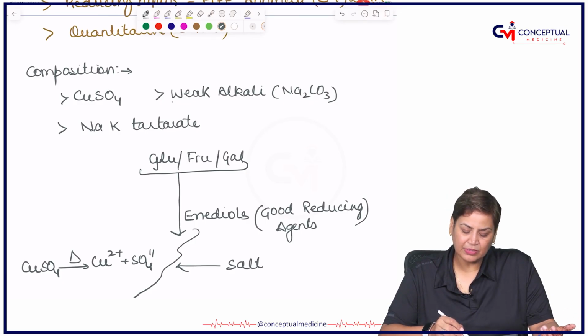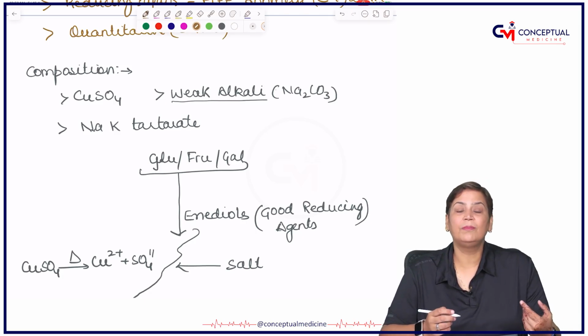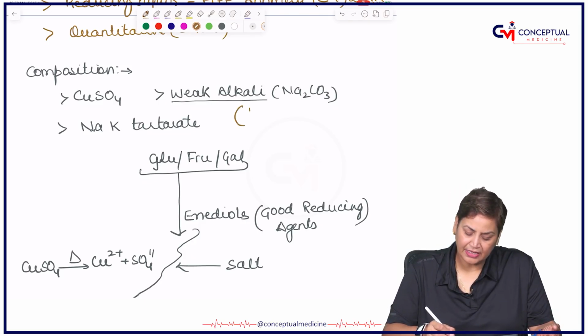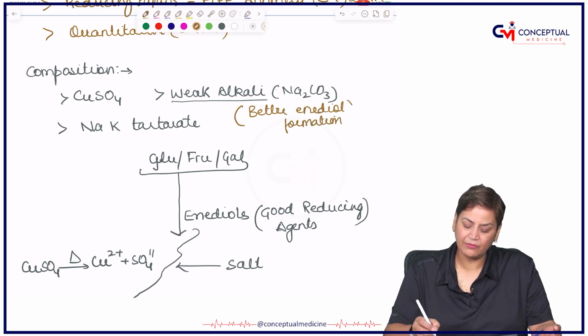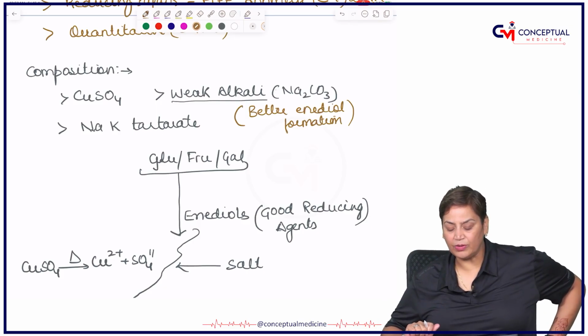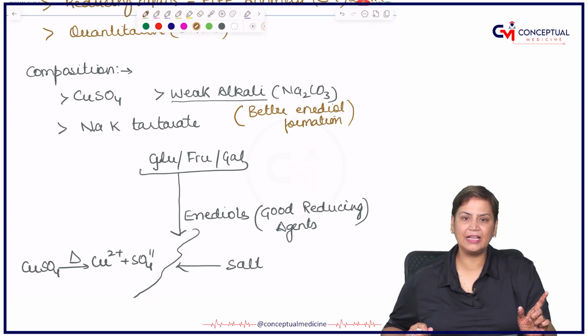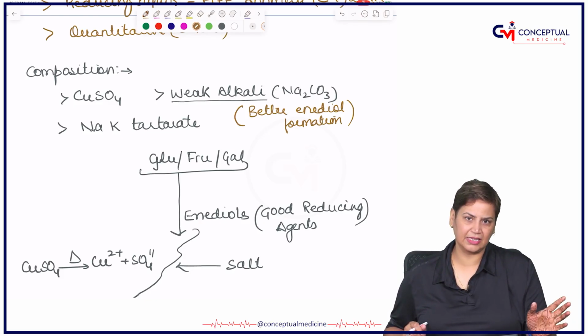Now, what is the purpose of this weak alkali? This weak alkali results in proper enolization. The weaker the alkali, the better enolization will be. Better enolization or better enediol formation, and that is what is our target, because we have to basically see how much amount of a carbohydrate is present. So always remember, weak alkali, better enolization. So that is why Fehling's test was discarded.